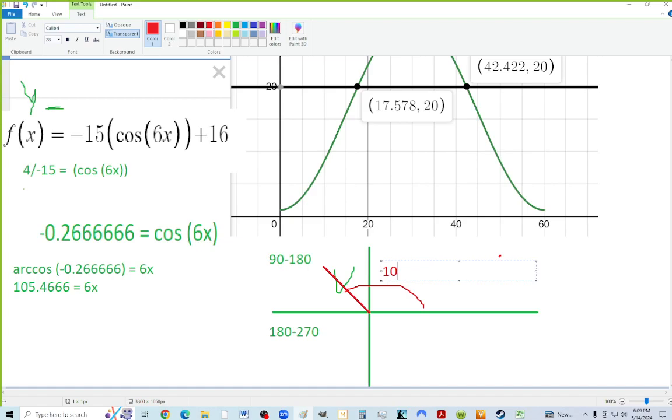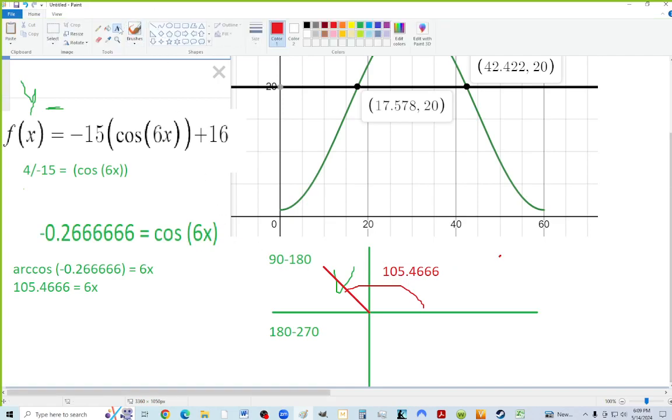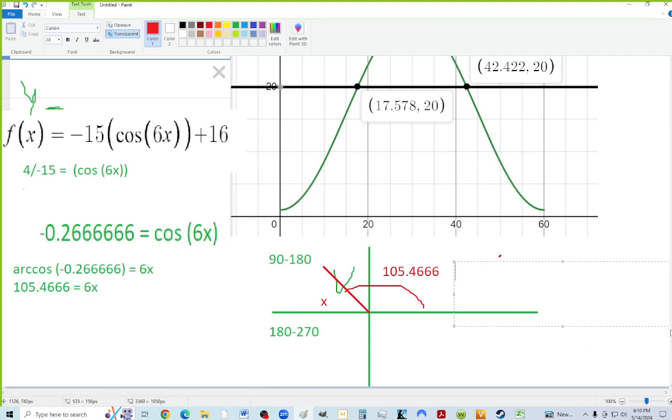Now, before we solve the 6x, this is really important. If that's the terminal angle, what's the acute angle? The acute angle would be found here. Let's do it accurately. Let's take our calculator and take 180 and subtract 105.4666. What do you get?